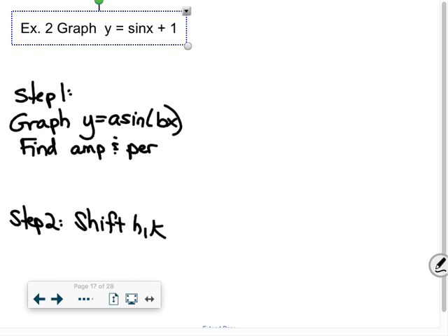Step 1, you graph y equals A sine Bx. Find your amplitude and period, and you're going to graph it. After you've graphed it, and if you're wanting to go with me, I'm going to make it dashed. Step 1 is dashed. Then step 2 is take the graph and shift it the H, K, and we'll make it solid.